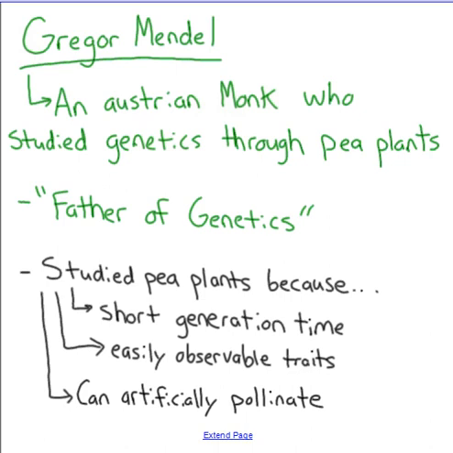Number 2 is that they have easily observable traits. So you can see if a pea pod is wrinkled or if it's round. You can see if a pea plant is tall or short. You can see if it's yellow or green. Those are easily observable. And then finally, you can artificially pollinate pea plants, but then you can also self-pollinate pea plants. So those are really, really good qualities when you're trying to study genetics. And this is why when we're doing animal genetics, typically people choose fruit flies or mice, fruit flies specifically because they're able to breed very, very quickly. But Mendel here was working with peas.